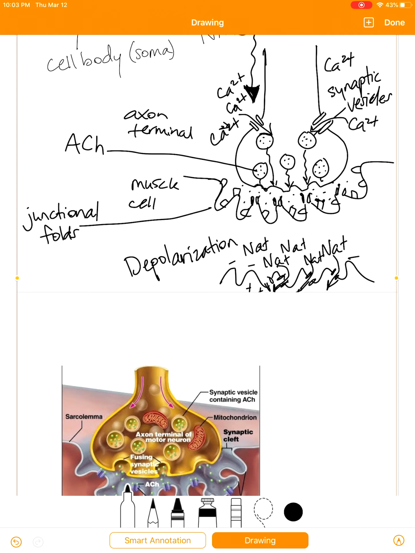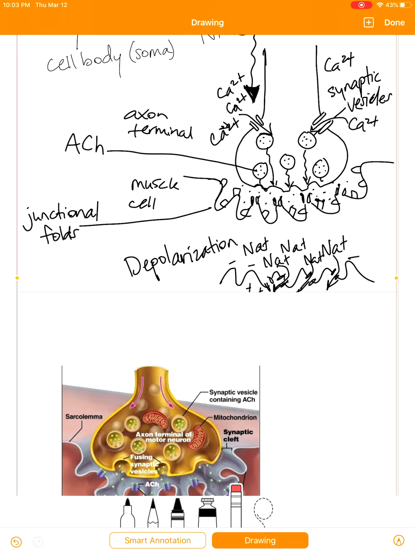And the depolarization event is really what's going to trigger that muscle cell to contract. There's a little bit that goes on after the depolarization, but that is the event that tells the muscle cell, okay, it's time to contract. This is time to go.